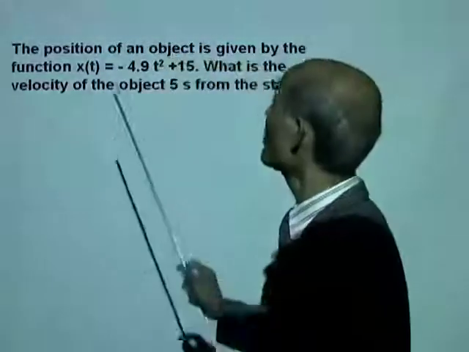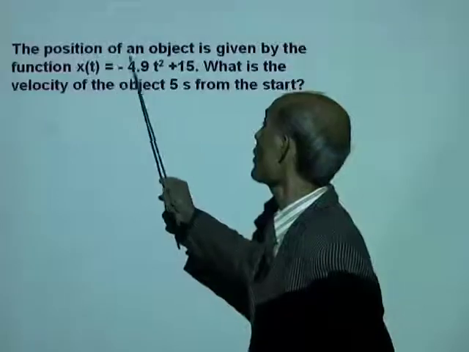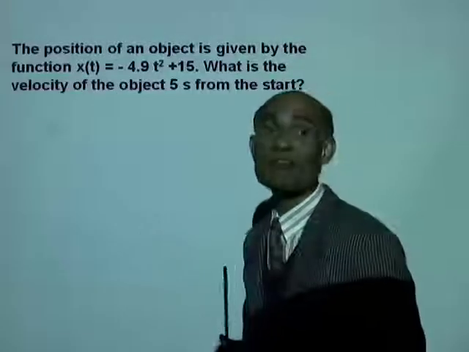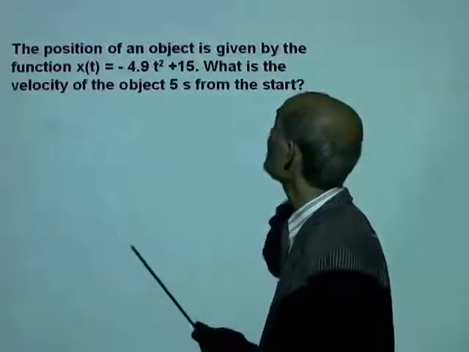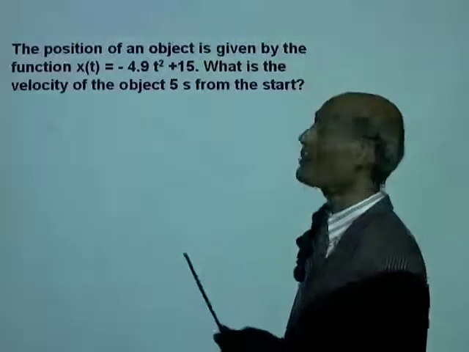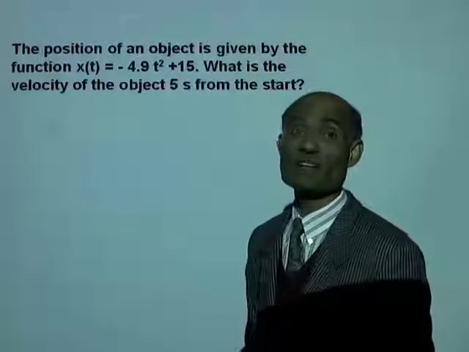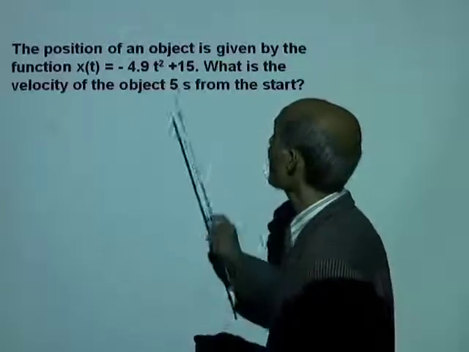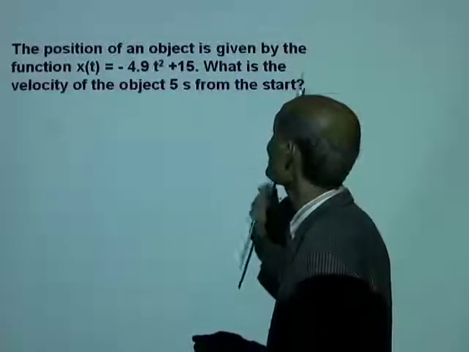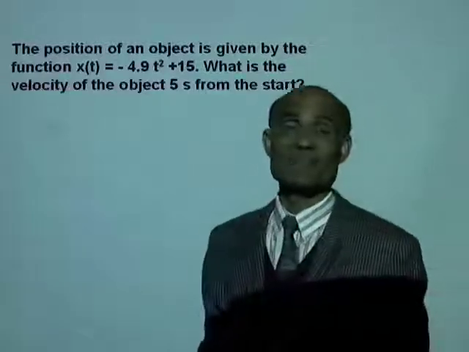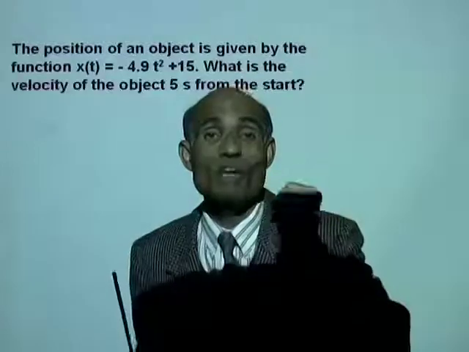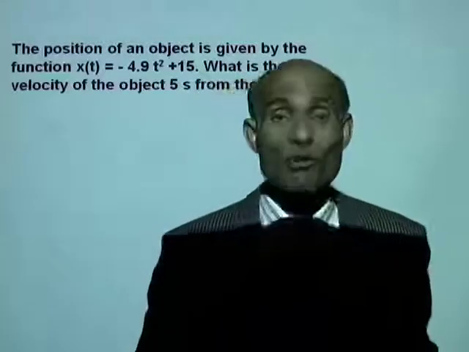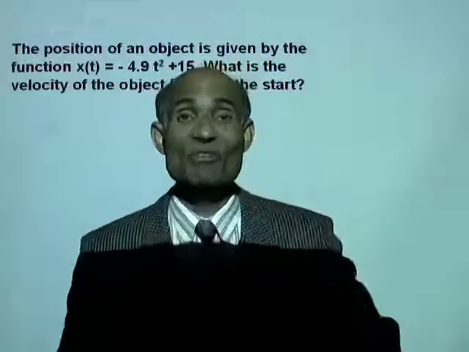A simple problem. Well, the problem goes like this. The position of an object is given by the function x of t equal to negative 4.9 t squared plus 15. What is the velocity of the object 5 seconds from the start? At the instant when the time is 5 seconds, what is the velocity? We are looking for instantaneous velocity.